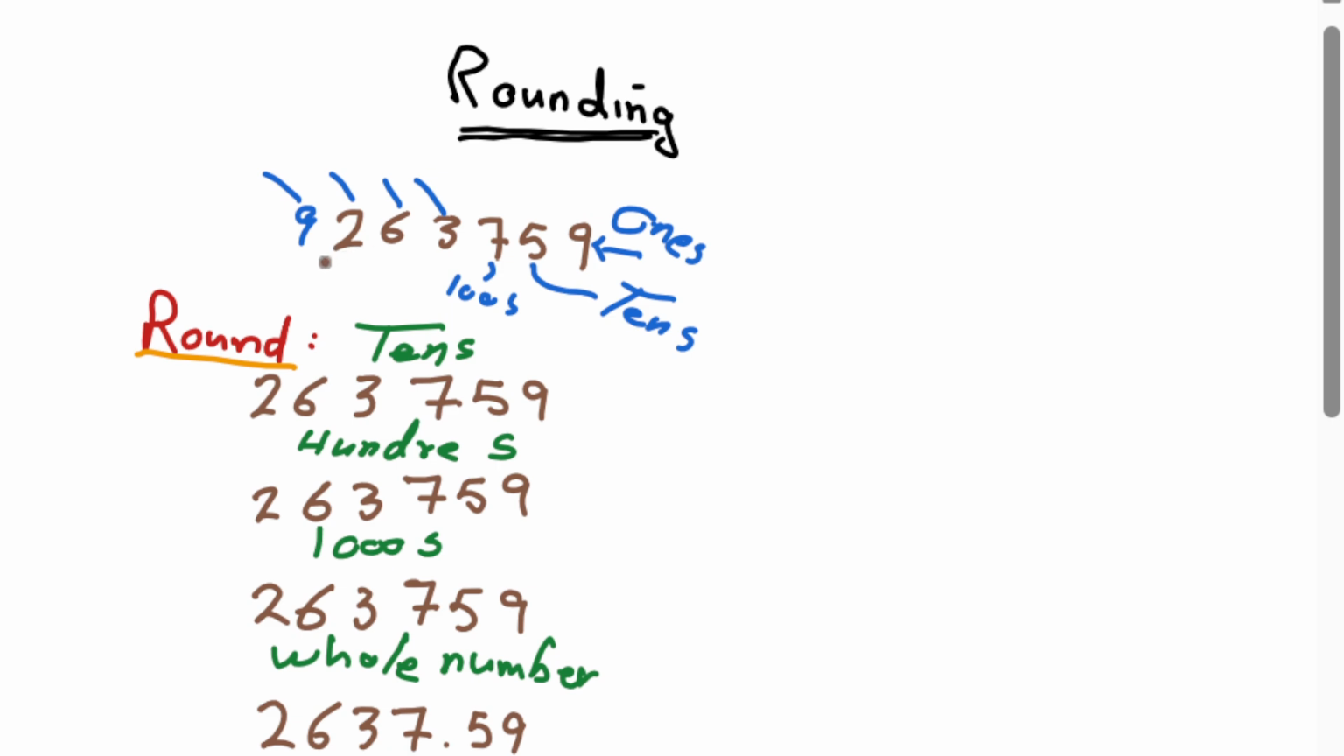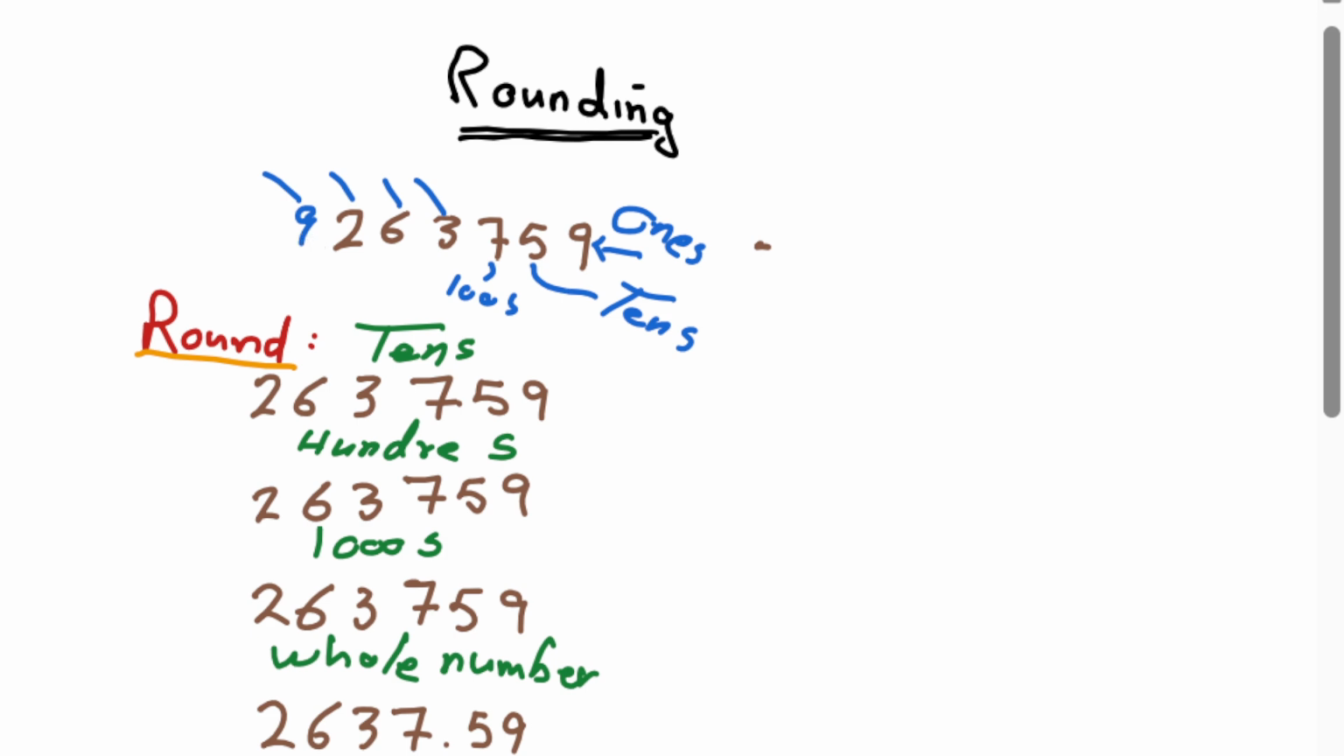Look at this nice number here. We have 9263759. So the first number to the right, if there is no decimal point, is ones. So this is ones. The next number, tens, hundreds, thousand, 10,000, 100,000. If there is a 9 here, it's a million.